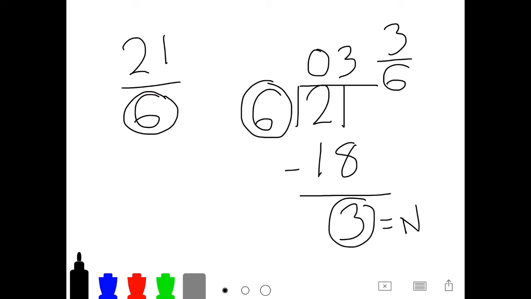Now I'm wondering if any of you spotted that you can actually reduce this fraction. There is a factor that goes into both of those numbers, 3 and 6. Can you spot it? Well, it's going to be 3. We can divide 3 by 3, and we can divide 6 by 3. And of course, that new answer is going to be 1/2. So I'm just going to erase this to make a little room. And my final answer is going to be 3 and 1/2.